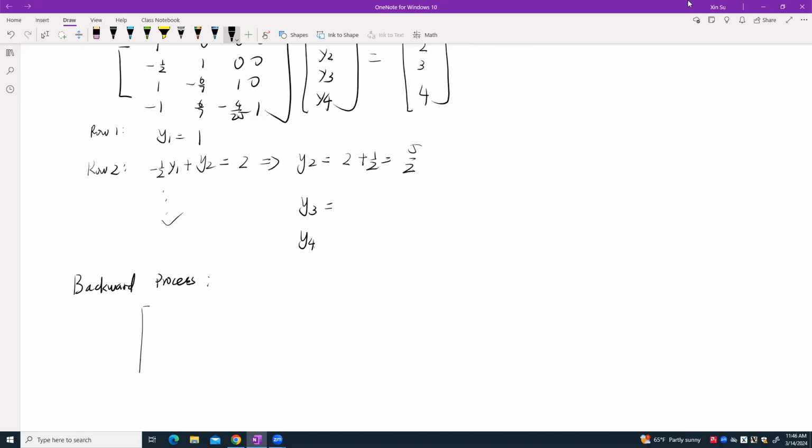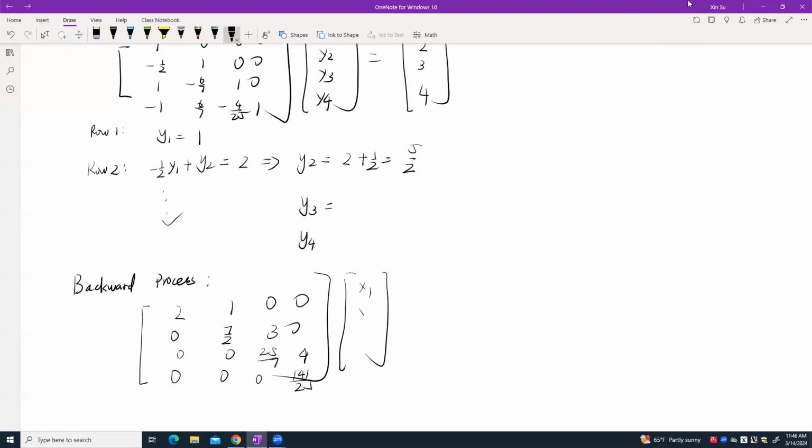Let's see. What's the U matrix? The U is the rows 2, 1, 0, 0; 0, 7/2, 3, 0; 0, 0, 25, 7; and so on, ending with 4. My writing is going crazy. Now for this one, you need to have X1, X2, X3, X4 on the left-hand side, and this is your right-hand side here, Y1, Y2, Y3, and Y4. From the first step, you already know the Y1, Y2, Y3, Y4 values. Then you follow the backward process for X4, X3, X2 and X1 one by one. That's the backward process.